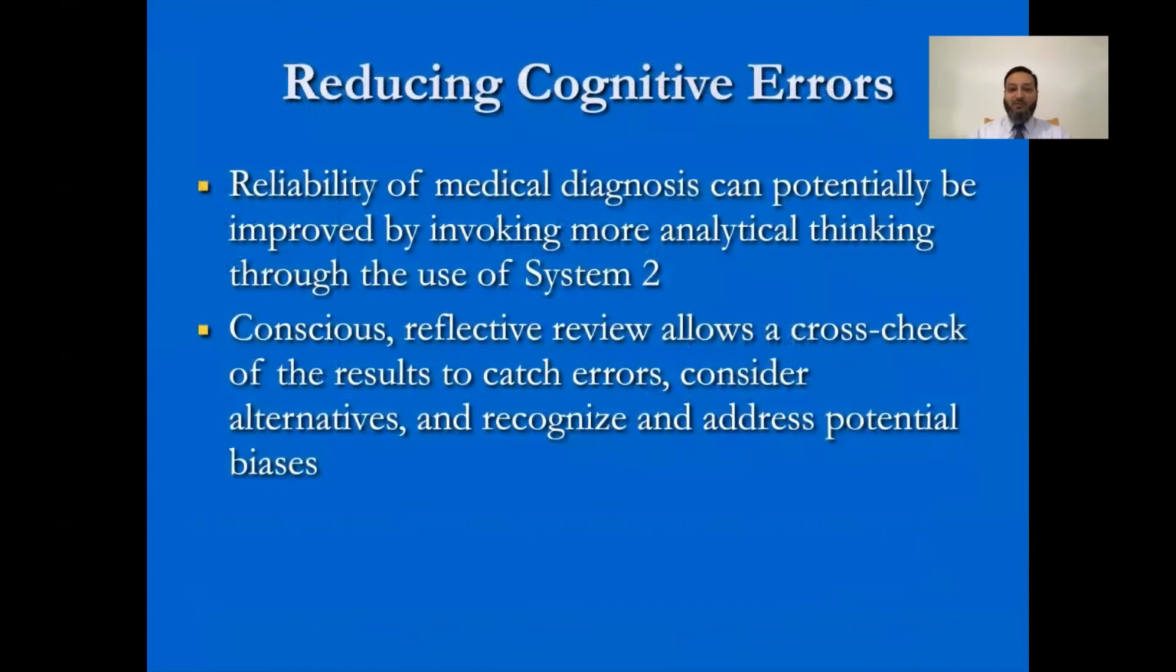So the reliability of medical diagnosis can potentially be improved by invoking more analytical thinking through the use of system 2. And that's what the previous diagram in the green arrow was indicating. So this conscious reflective review allows a cross-check of the results to catch errors, to consider alternatives, and to recognize and address potential biases. And all of this can reduce cognitive errors by using system 2 to come up with a more accurate and reliable diagnosis, by putting in a little more energy and effort and thought in the approach.